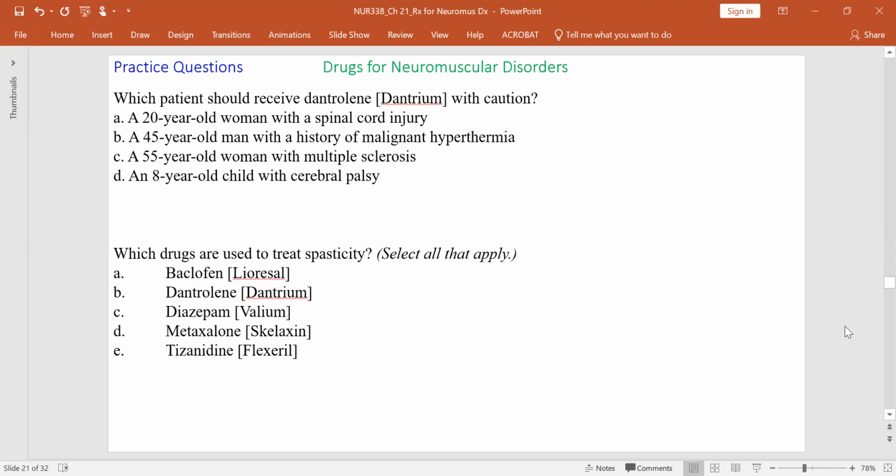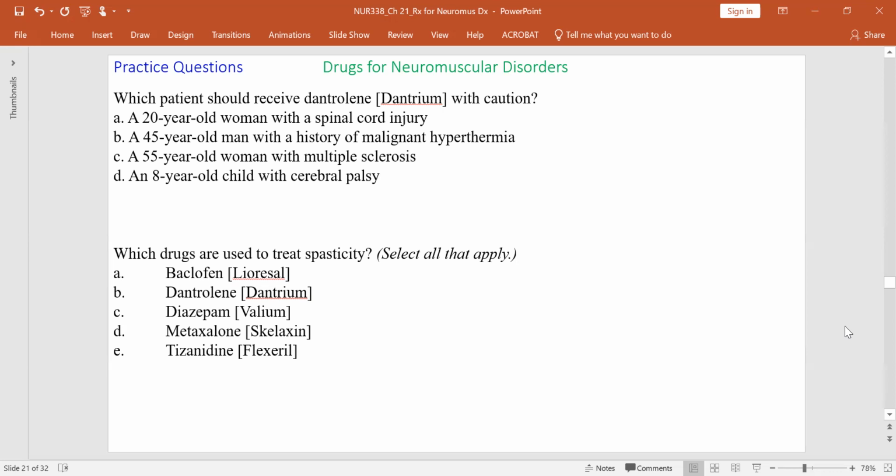The answer is C because of the dose-related liver damage. That's the most serious adverse effect of dantrolene and is most common in women older than 35 years of age. So the answer of C is based on the knowledge base that dose-related liver damage is the most serious adverse effect of dantrolene and is most common in women older than 35 years.